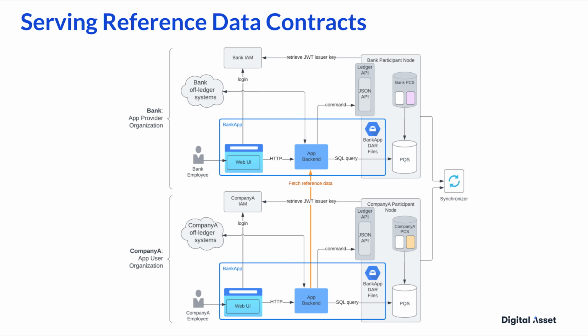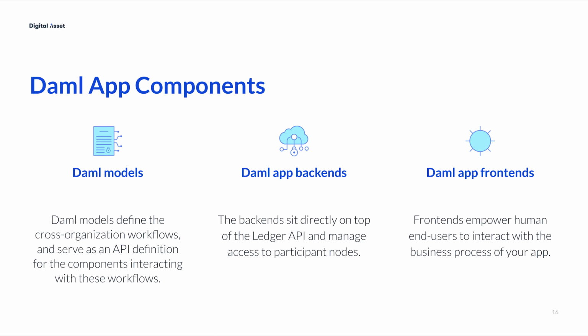With explicit disclosure, a transaction that requires the submitting party to have visibility of a contract will succeed even though the submitting party is not a stakeholder on the contract. Front ends empower human end users to efficiently interact with the business process of your app. Apps that purely serve as system-to-system integration solutions might not need a front end. All other apps will need app front ends.